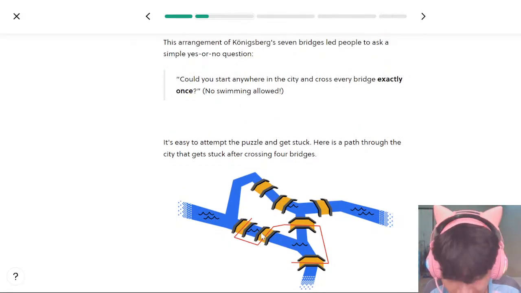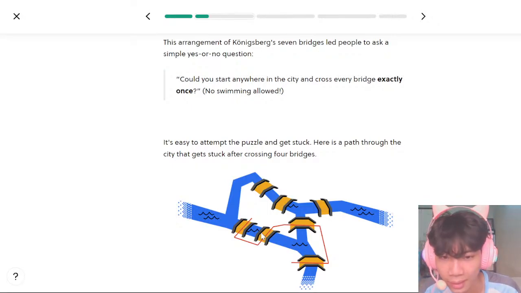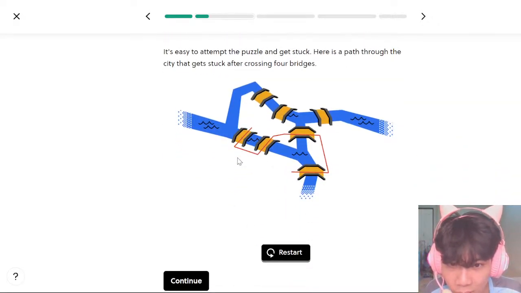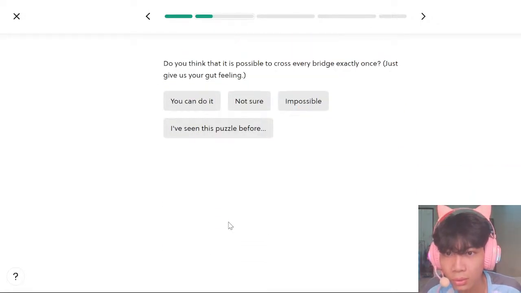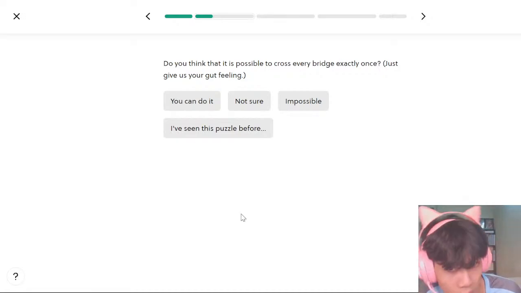So what does exactly once mean? This is now: you just crossed four bridges and you're stuck, and you need to go again and repeat this with the bridges. So do you think it is possible to cross every bridge exactly once?